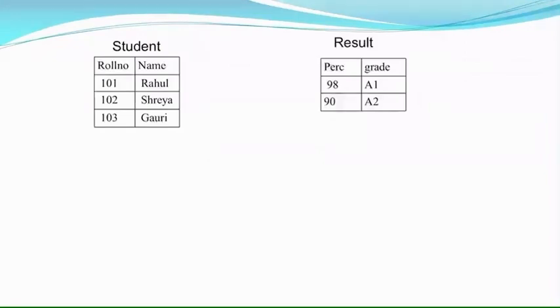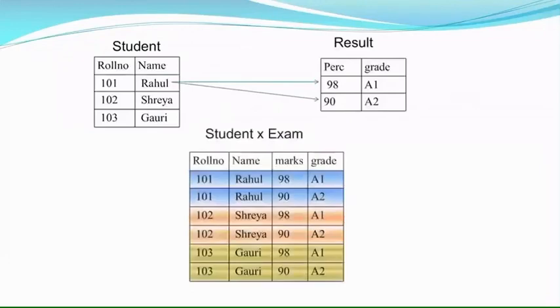That is, both these tables are not identical. If we apply the Cartesian product, then the first row of the student table combines with all the rows in the result table. Similarly, the second row and the third row of the student table combine with all the rows in the result table.